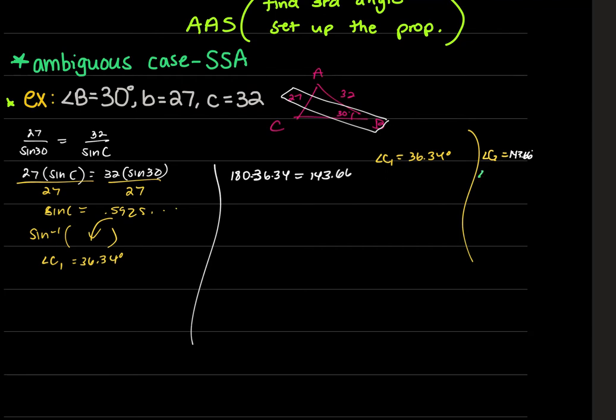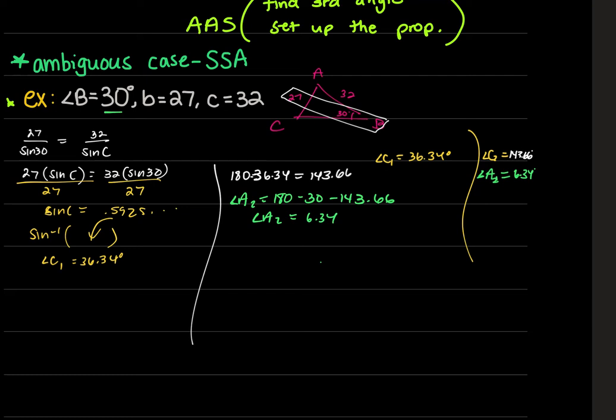I can check for my second triangle by figuring out if this third angle is positive or negative. So I'm going to check to see if that last angle is positive or negative. I'm going to do 180 minus the 30 degrees from my original B minus the C2, which is 143.66. 180 minus 30 minus 143.66. And it's tiny, but it is positive, 6.34, which means I have a second triangle.